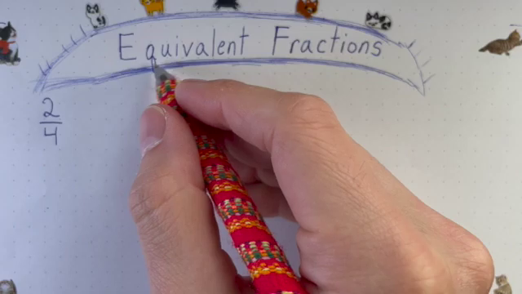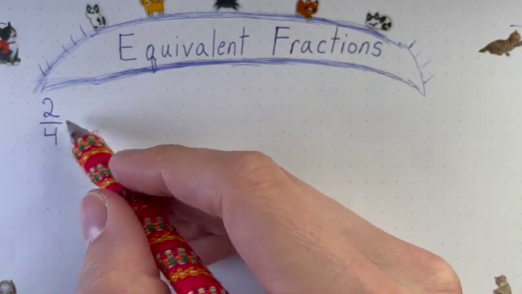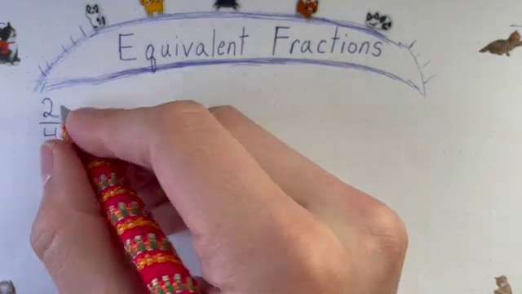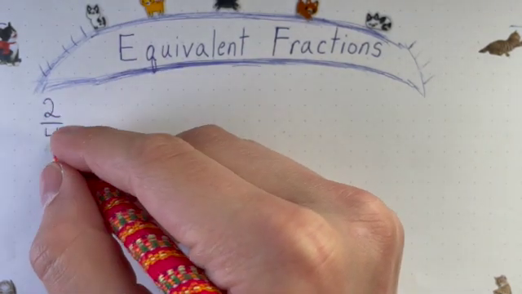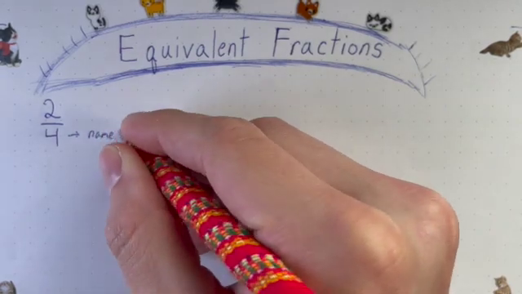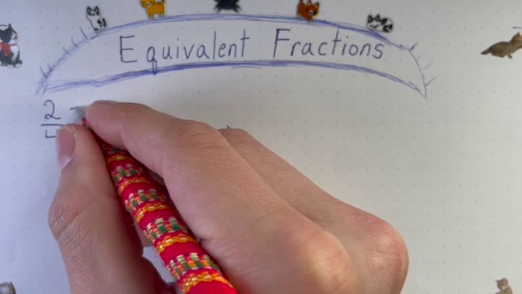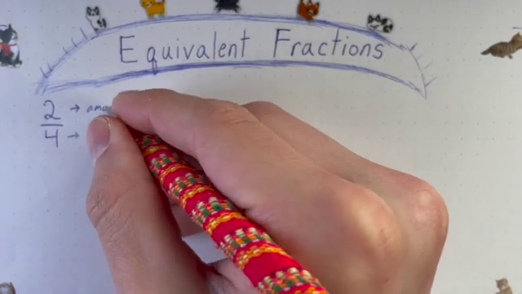First, before we talk about equivalent fractions, I want to do a quick review of what fractions mean. So when we write a fraction like 2/4, the bottom part is the name of the fraction, or the value, and we call that the denominator. And the top of the fraction is the amount that you have, or the numerator.